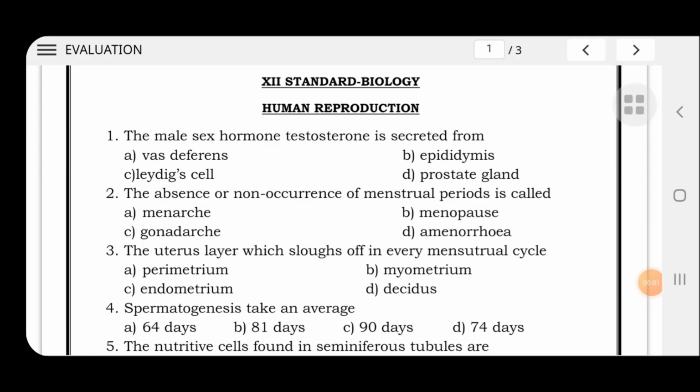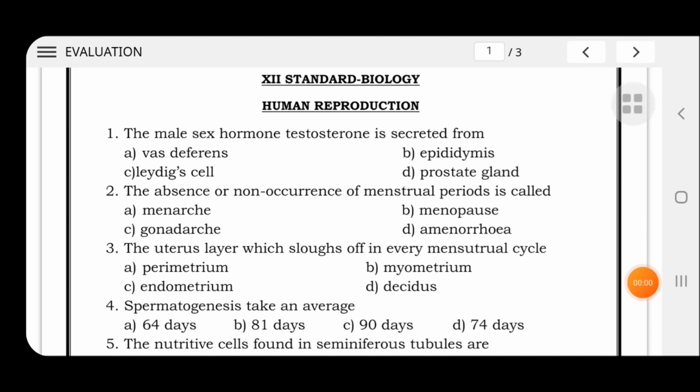In this video, we are going to see Plus Two Zoology and Bio-Zoology, second lesson, one-mark questions review. Male sex hormone testosterone is secreted from. There are 4 options given: vas deferens, epididymis, Leydig cells, prostate gland.